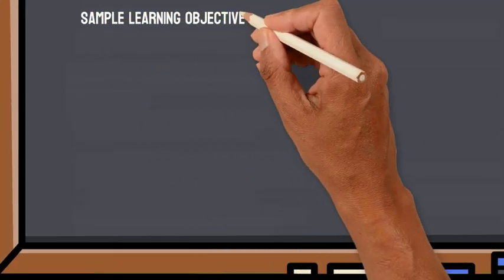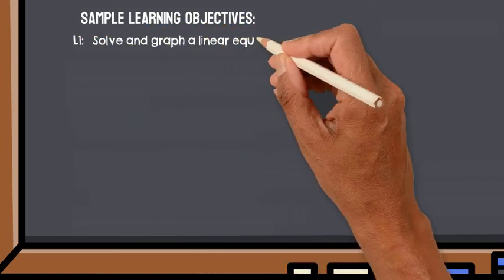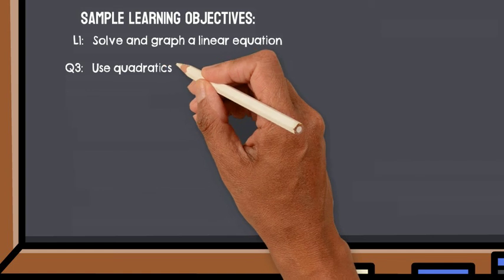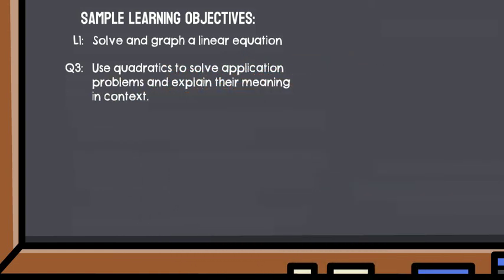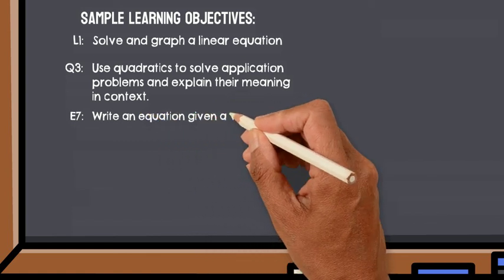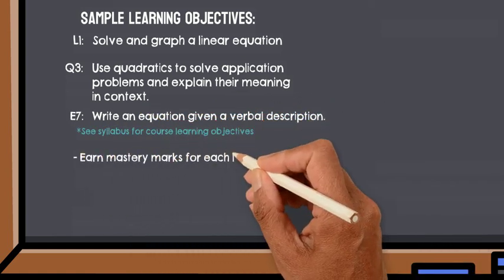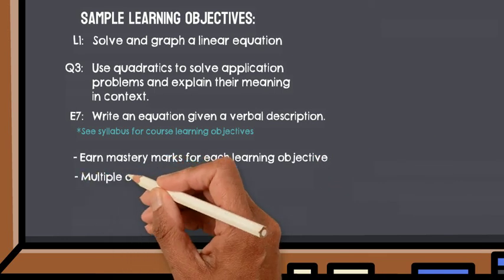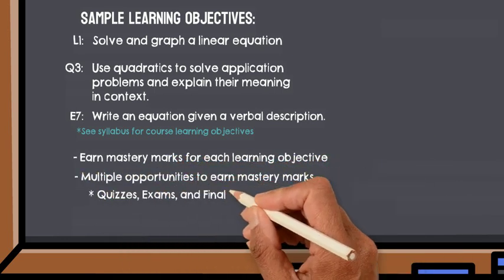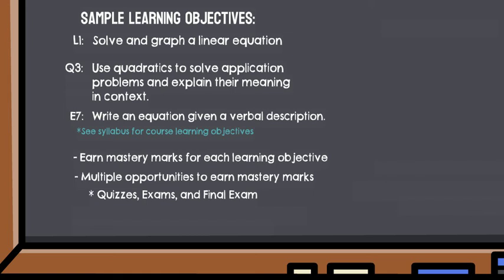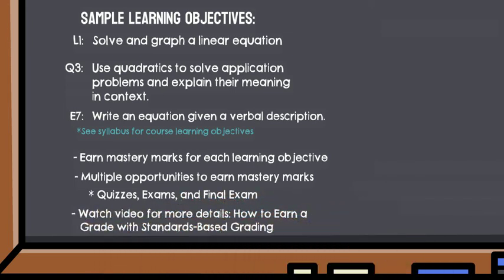Some sample learning objectives for a course might be L1, solve and graph a linear equation, Q3, use quadratics to solve application problems and explain their meaning and context, E7, write an equation given a verbal description. You will earn mastery marks for each learning objective, with multiple opportunities throughout the course to earn additional mastery marks. These may include a quiz, exam, and final exam. To better understand how the grading works for this course, watch the video, How to Earn a Grade with Standards-Based Grading.